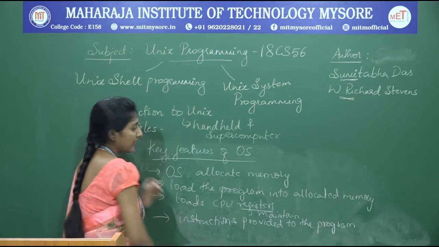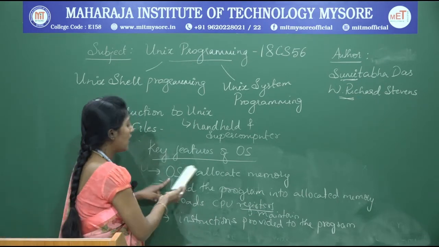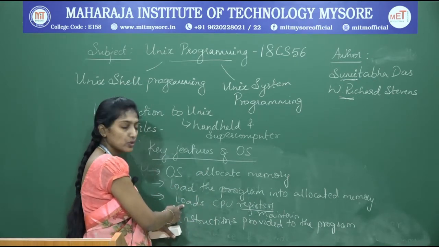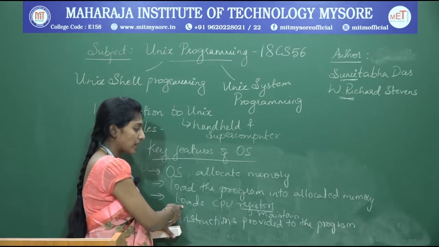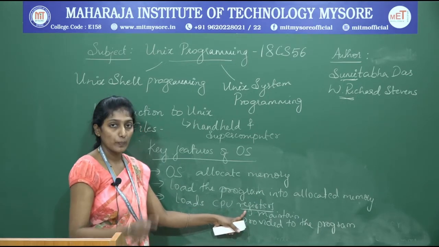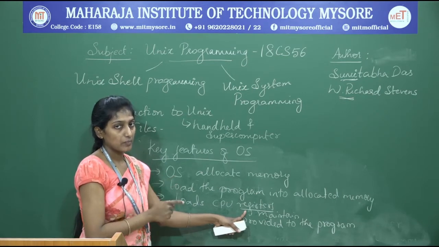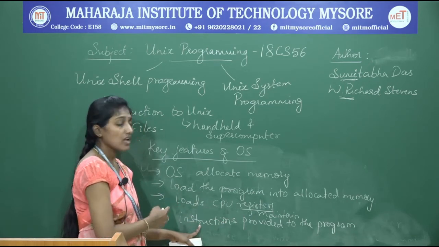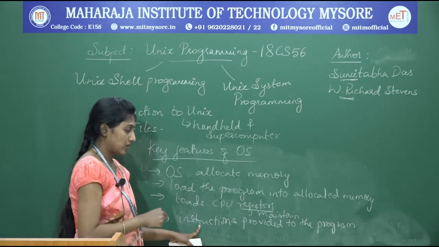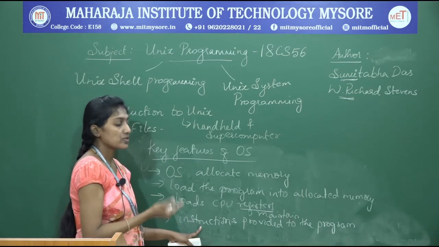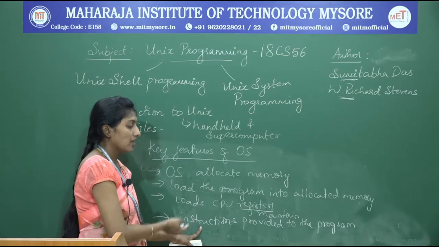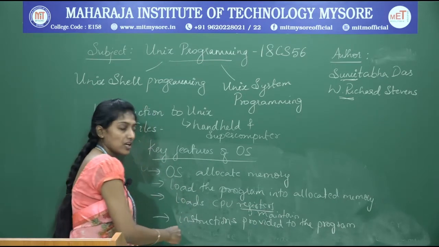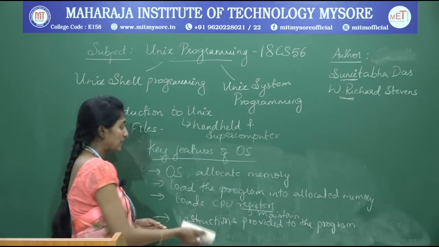So, at the end, after allocating memory for the program, it loads the program into the allocated memory, then loads the CPU registers with the control information of that program. The registers maintain each and every program segment which has been allocated for that program. After that, the instructions provided to the program will get executed by the CPU, right. After the execution, it has to clear the content in that memory location.